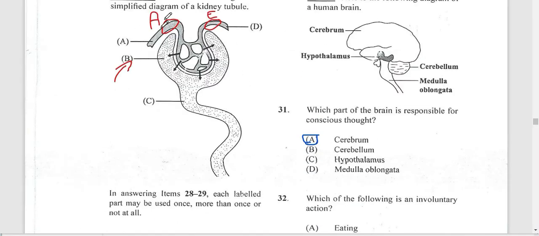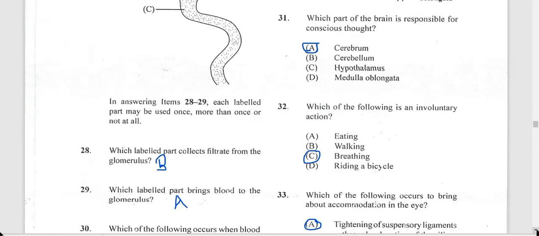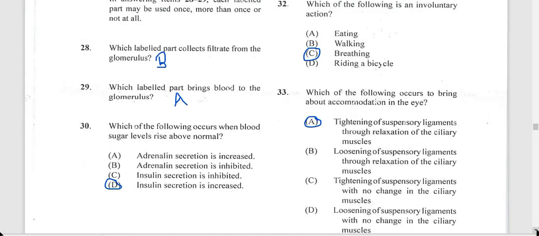System moving a bit slow. So here we go. Blood is entering there. All right, so it's going to be A. Moving on down to 30, which of the following occurs when blood sugar level rises above normal? You're going to have insulin secretion increase. So D is going to be your answer for 30. Moving on to 31.